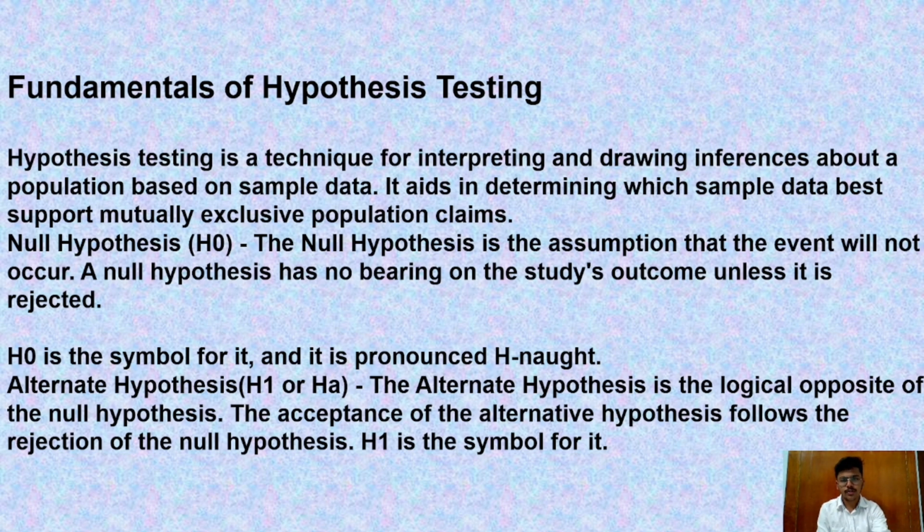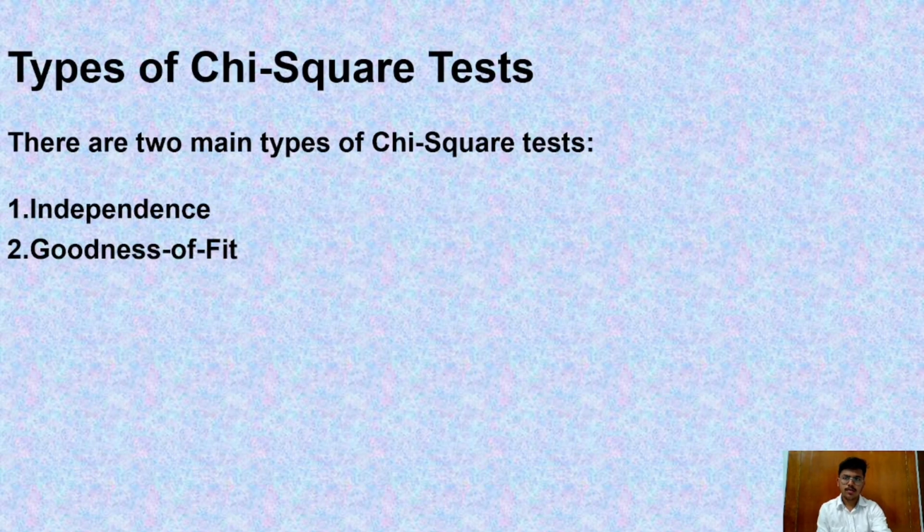So alternative hypothesis, H1 or HA. The alternative hypothesis is a logical opposite of the null hypothesis, and the acceptance of the alternative hypothesis follows the rejection of the null hypothesis. H1 is the symbol for the alternative hypothesis. So the types of chi-square test, there are two types. One is independence and the other is goodness of fit.